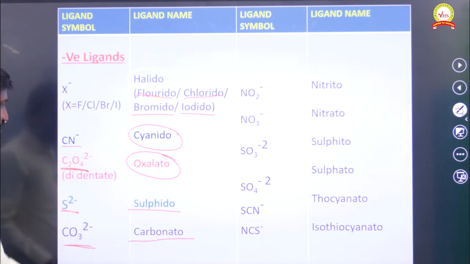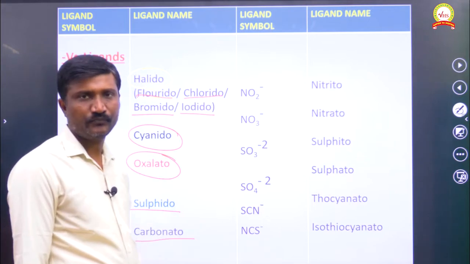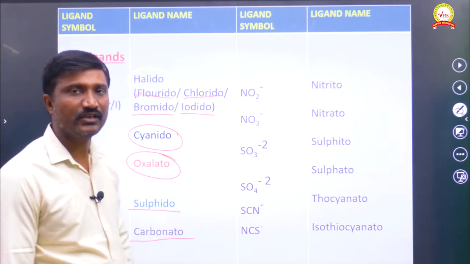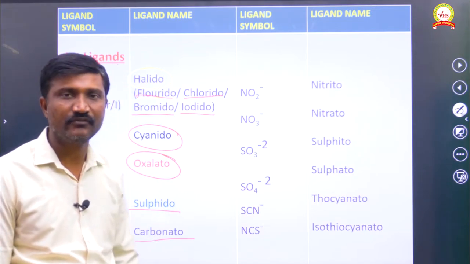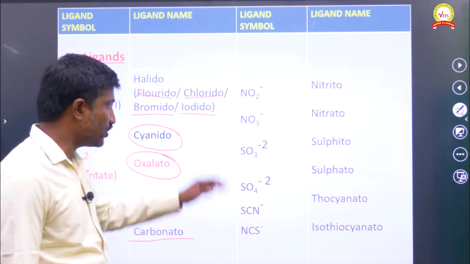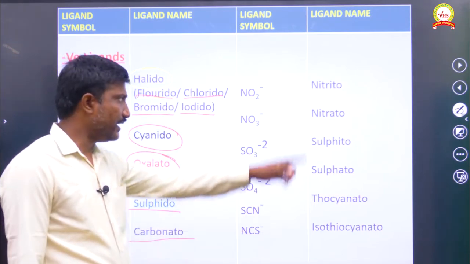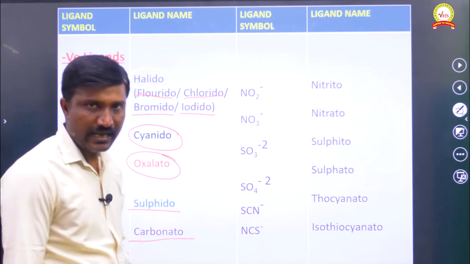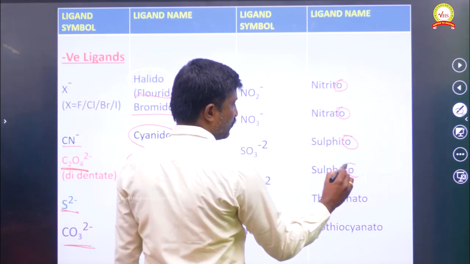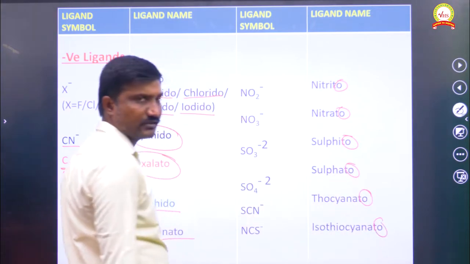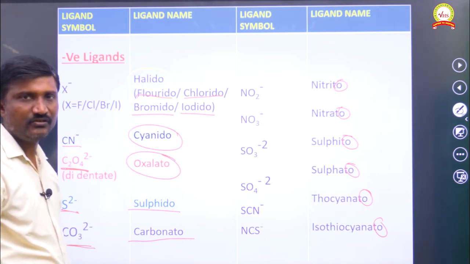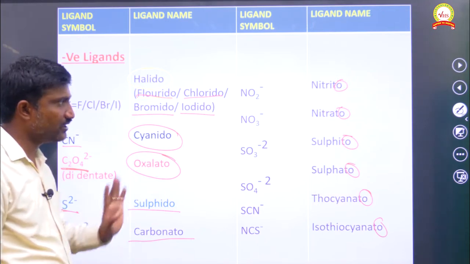And I am mentioning here the charges of those ligands also. Those ligand charges are important when we calculate the oxidation state of the metal. That we will see in another video. Right. So, you have to remember the charges of these and the names of those ligands. All these are negative ligands, so all are ending with "o". Right. Clear? So, these names we write for the respective ligands, but the name should end with "o".